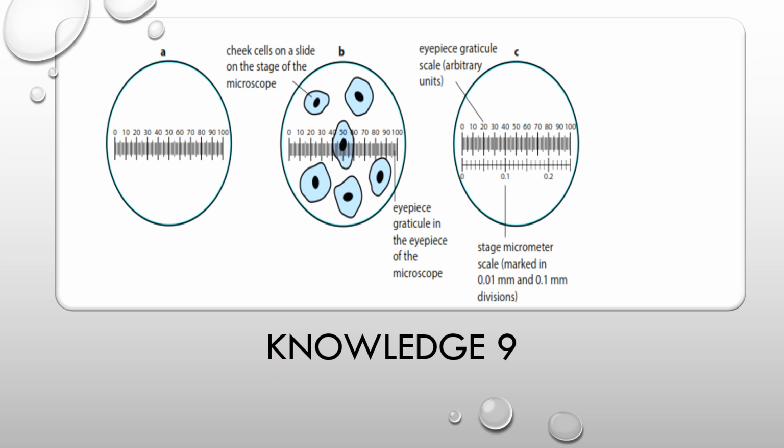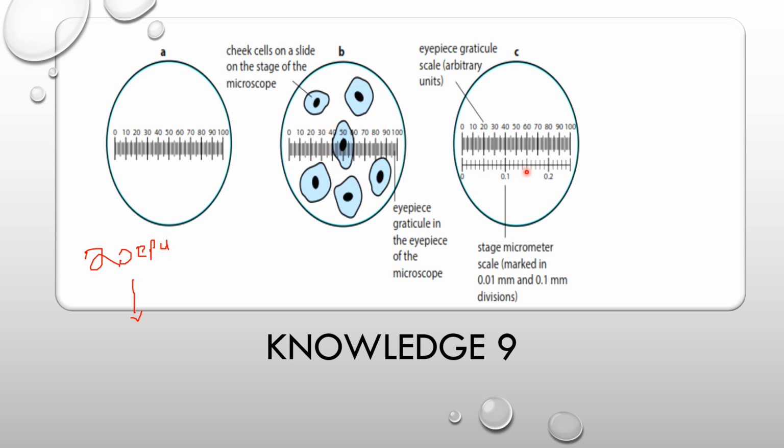So you get the size of the cell in eyepiece graticle units. It is 20. Now the eyepiece unit is not a real unit, it's not micrometers. You have to convert it to a real unit, and that's calibration. Calibration is conversion.